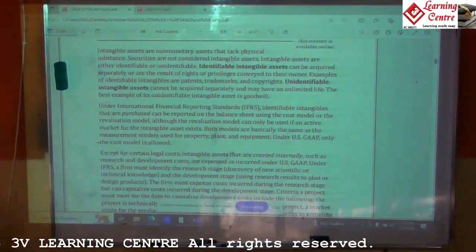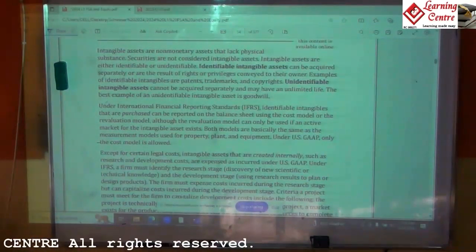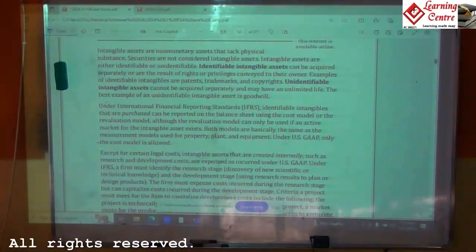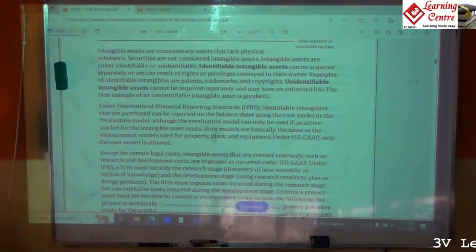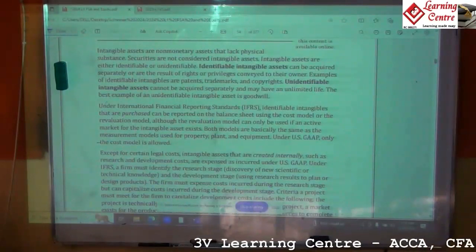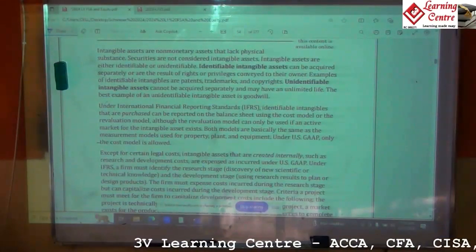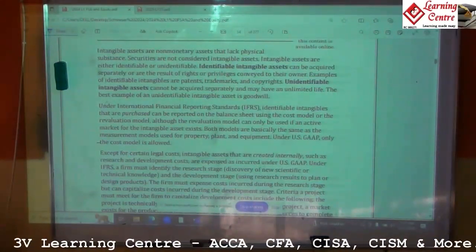Good. Under US GAAP, you expense both research and development, while under IFRS, you expense research stage, then you capitalize developmental stage.